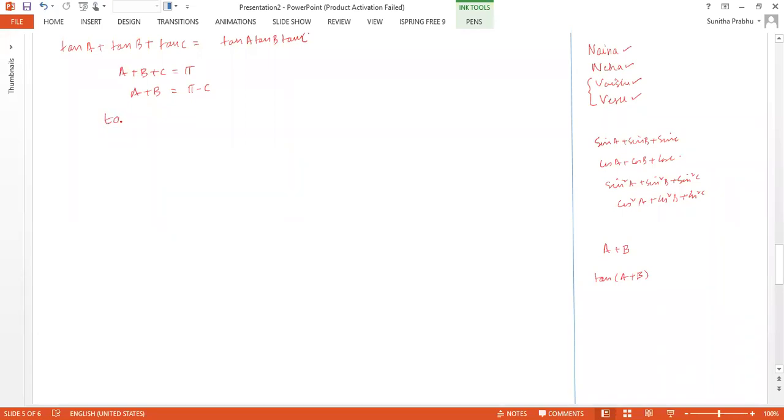I will take tan on both sides. Tan of A plus B is going to be equal to tan of 180 minus C. Tan of A plus B is what? Tan A plus tan B by 1 minus tan A tan B, correct? Is equal to tan of 180 minus C. Tan of 180 minus C is minus tan C. Agreed? Tan remains tan. Second quadrant, only sine is positive.